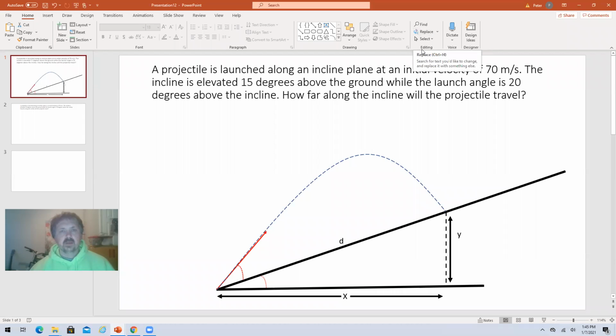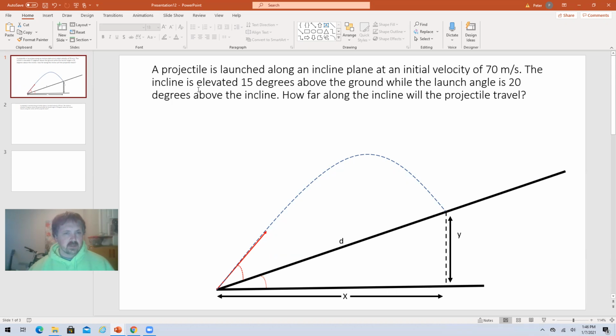Hey everybody. So I thought I'd do a slightly more complex projectile problem today where we launch a projectile up an incline, right? The incline is a certain number of degrees deviated from the ground, and the launch itself is a certain number of degrees deviated from the actual incline. You can think of this like we're launching a projectile from a cannon or something up a hill. And we're asked to find how far the projectile actually moves along this incline, or our distance d right here, okay?